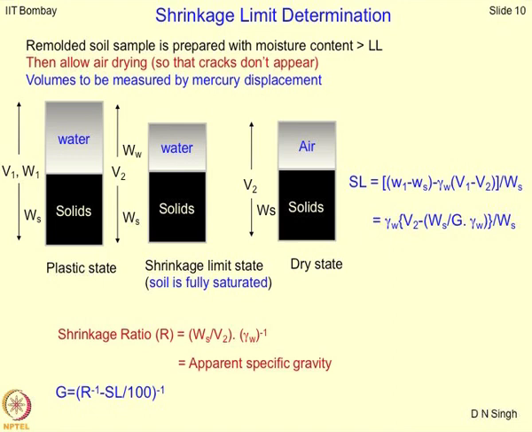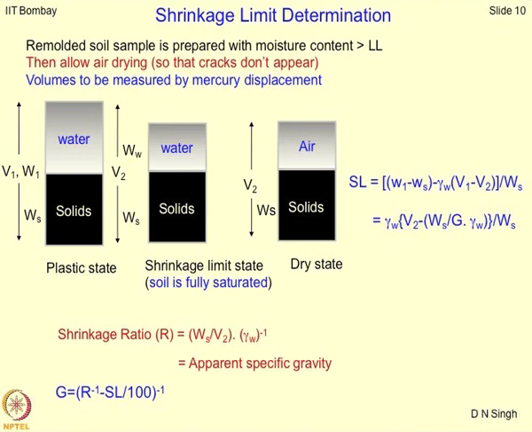Now, this is a simple depiction of the plastic state of the material. You have water, you have solids, and the total volume of the system is V1. The weight of the entire system is W1, and the weight of solids is Ws. From this state, what do you do? By slow air drying, you come very close to the shrinkage limit. The condition is that no crack should appear on the surface of the soil mass, and the soil mass is still saturated. So, there is a reduction in volume from V1 to V2.